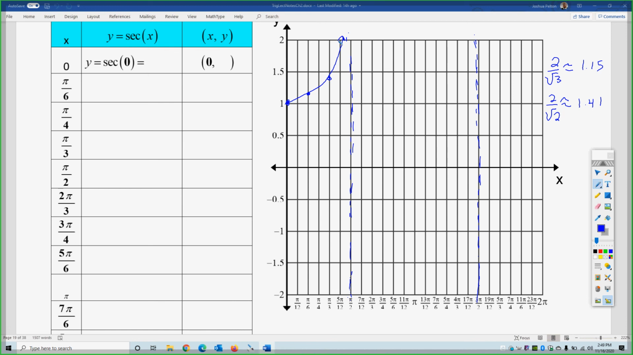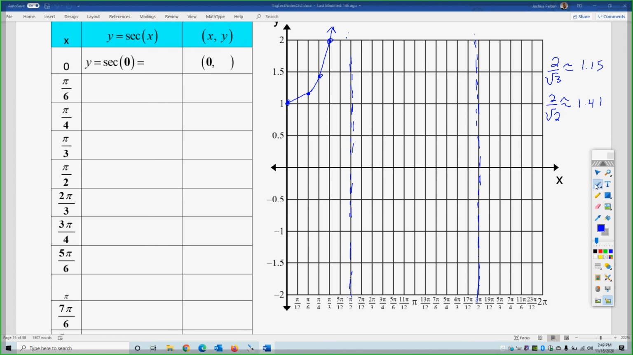Oh, I'm sorry. Pi over 3 is 2. What am I saying? Pi over 3 is 2. I got my points wrong here. So the ones I did were 0, pi over 6, pi over 4, pi over 3. Pi over 2 is undefined, obviously. That's the asymptote.